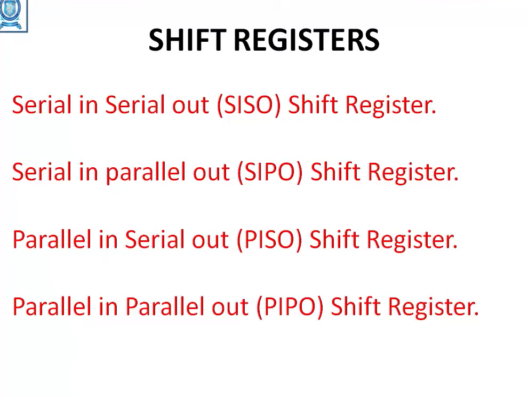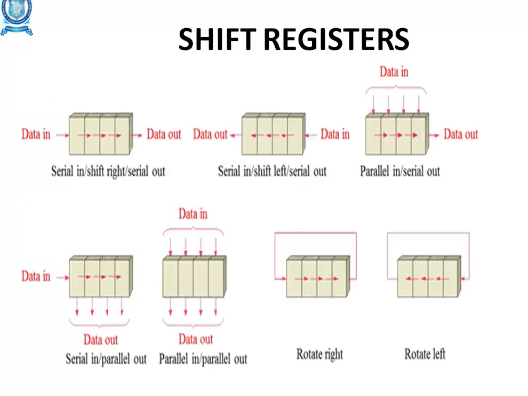So shift registers have four types: SISO, that is serial in, serial out; serial in, parallel out; parallel in, serial out; and parallel in, parallel out. The shift register diagram shows serial in, shift, serial out, and also rotate right and rotate left. These are the types of shift register.